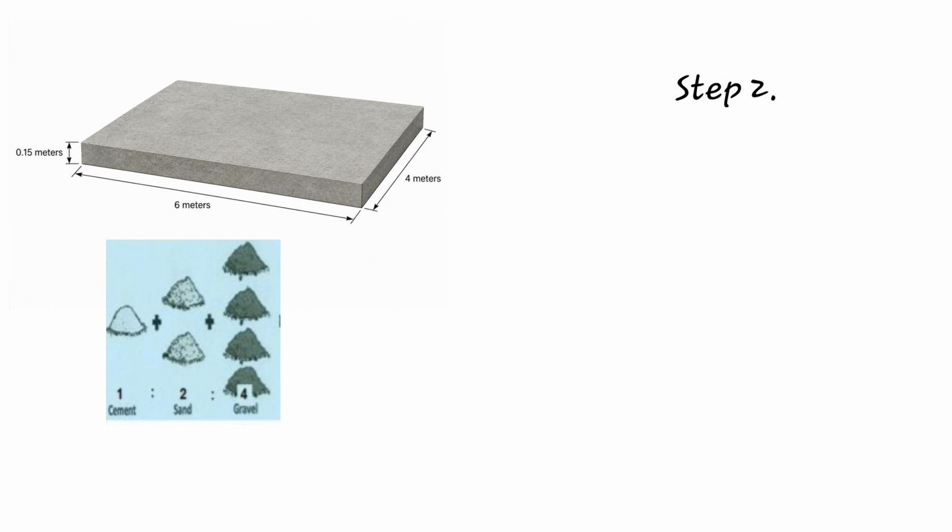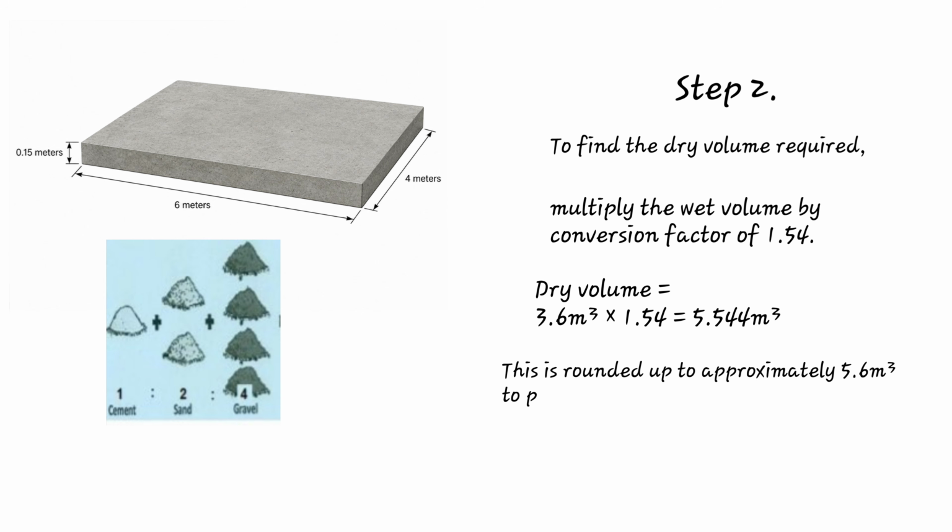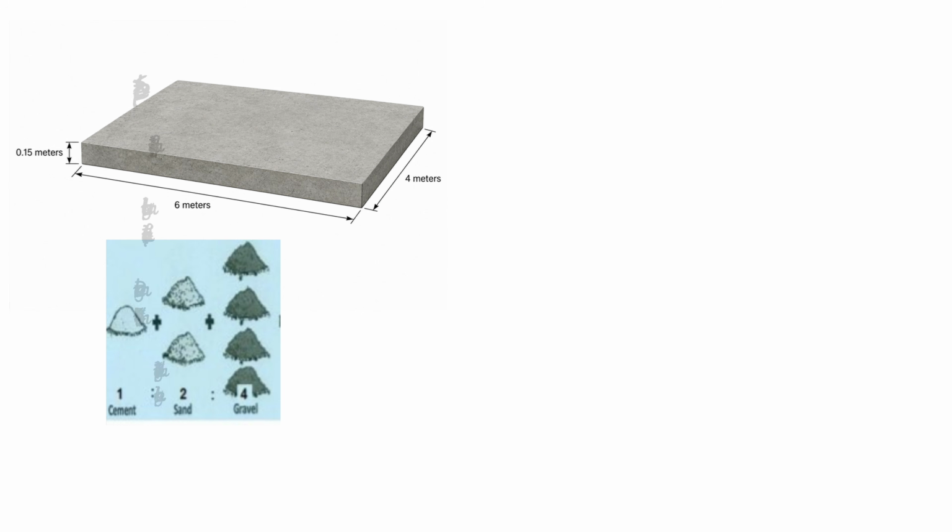Step 2. Concrete shrinks when water is added. To find the dry volume required, multiply the wet volume by a conversion factor of 1.54. Dry volume is equal to 3.6 times 1.54, which gives us 5.544 cubic meters. This is rounded up to approximately 5.6 cubic meters to prevent shortages on site.